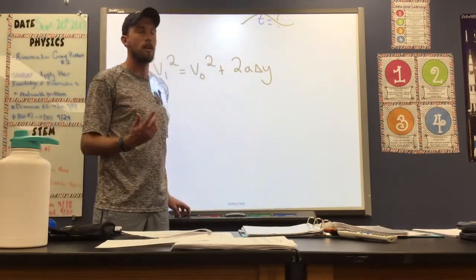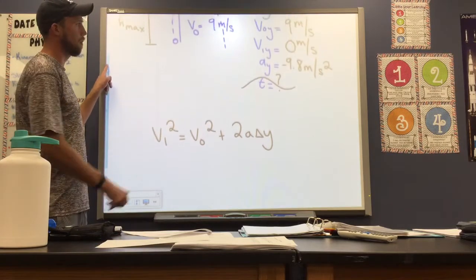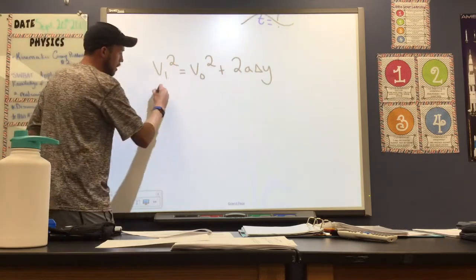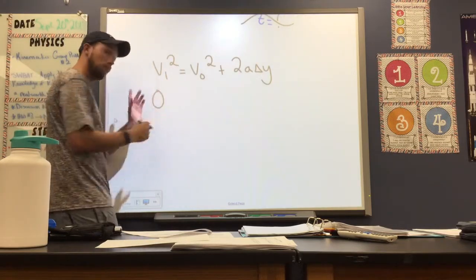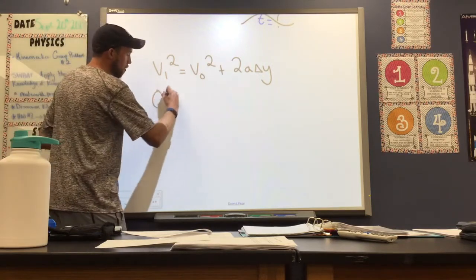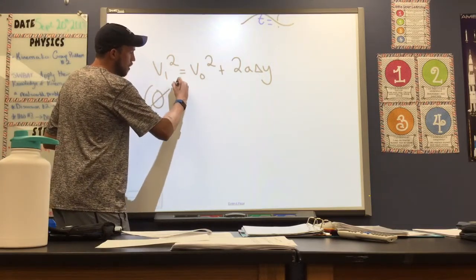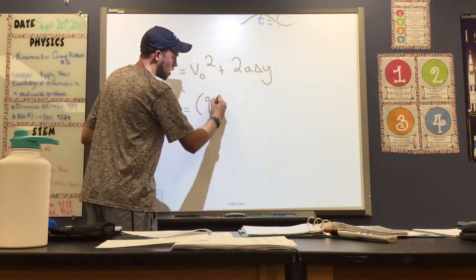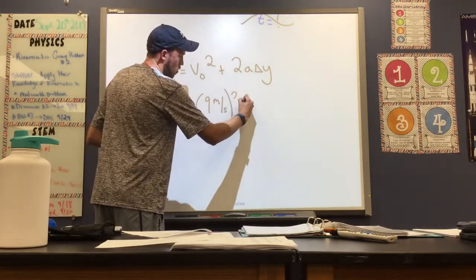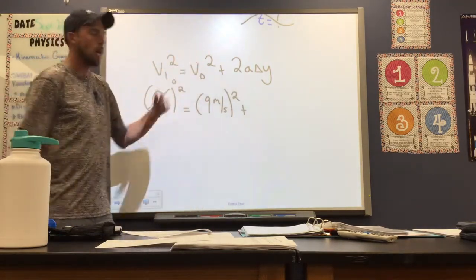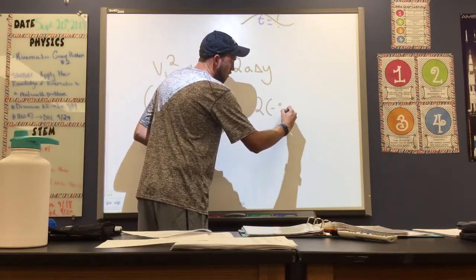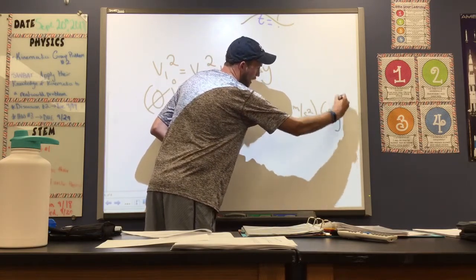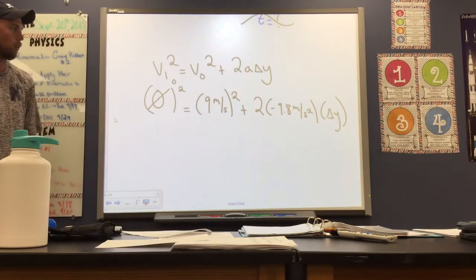So now I'm just going to plug in what I know. My V1, my final velocity, remember, that's going to be 0. At the top of my trajectory, I momentarily come to rest. So this is 0, and 0 squared is still going to give me a value of 0. We'll come to that later. V0, my initial velocity, was 9 meters per second. I'll square that value eventually. Plus 2 times my acceleration, which was negative 9.8 meters per second squared, times my delta y. And delta y is what I'm looking for here.